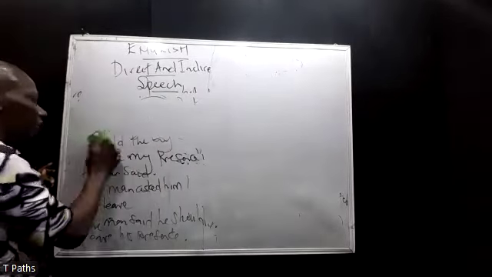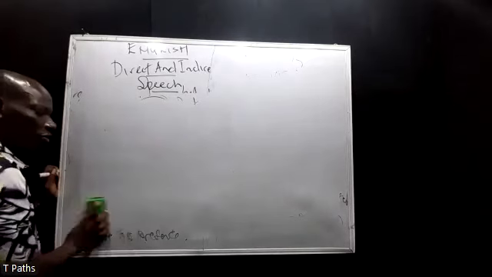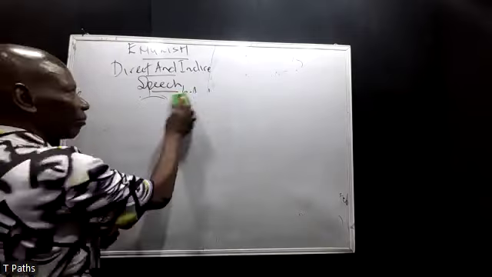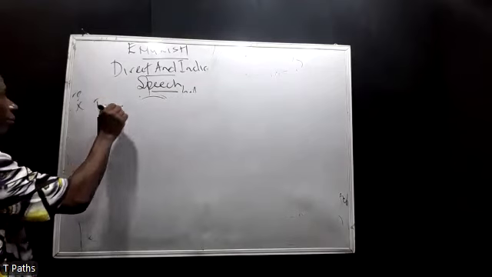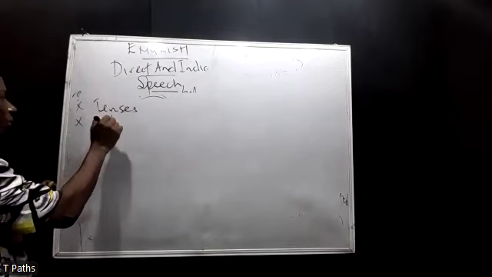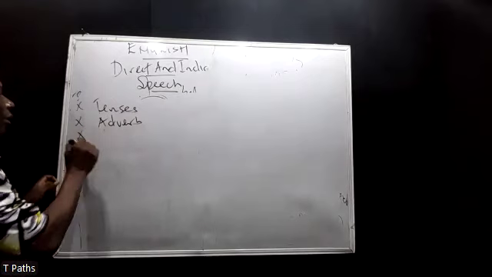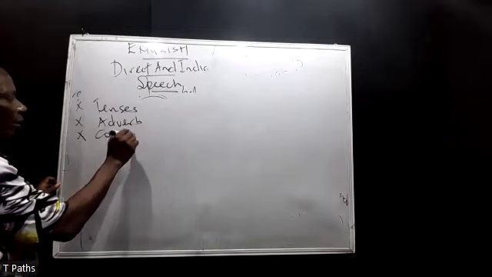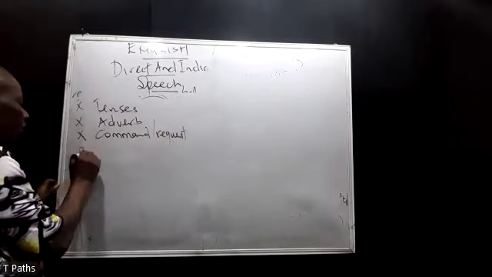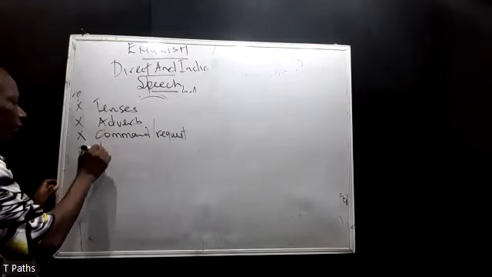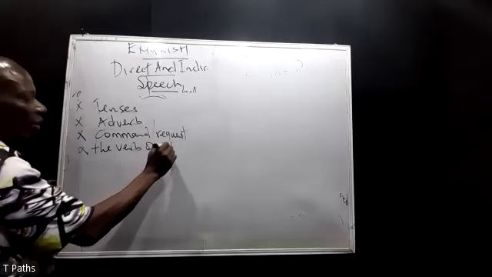Direct and indirect speech is very easy to understand. Once you know what you are expected to do, you must be conversant with the following. One, the tenses. Two, the adverb. Three, the question, whether it's what? Command or request. Four, the interrogator, the verb of the word interrogator.